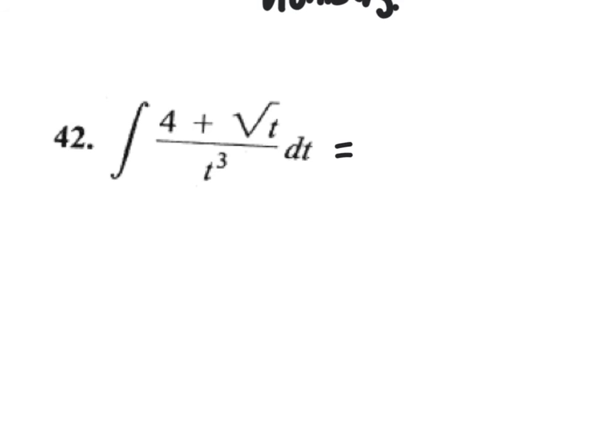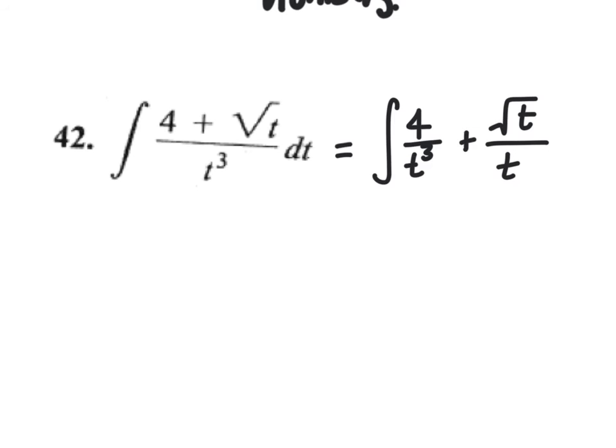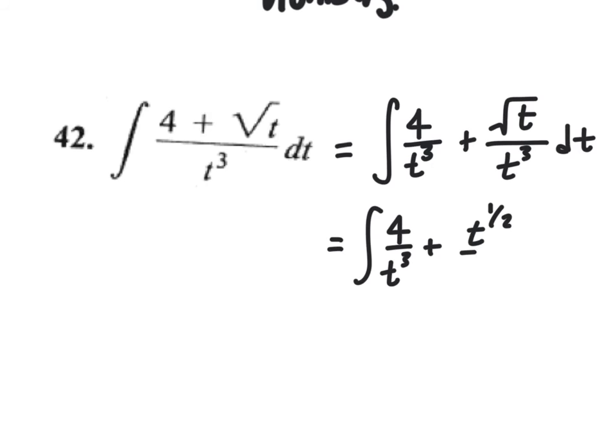So what I want to do is simplify my function first before I try and take the antiderivative. And so what I would do is separate this out and say that this is really just 4 over t cubed, plus the square root of t all divided by t cubed dt, okay? And I still need to simplify this. Let me do the next step. I'm going to take the integral of 4 over t cubed plus t to the 1/2 power over t cubed, and then dt.